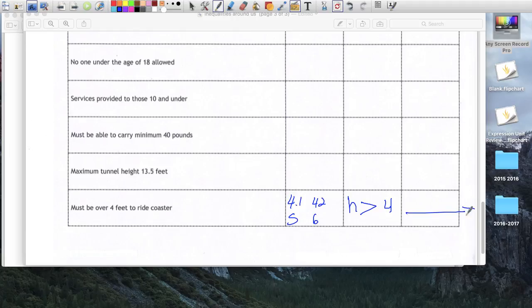So representing this, here's 4, here's 5, here's 3. So you circle. You're not shading this because if you're 4, you just can't get in. So 4 is not part of the solution. So it's anything higher than 4 and to the right. Okay. That's it.